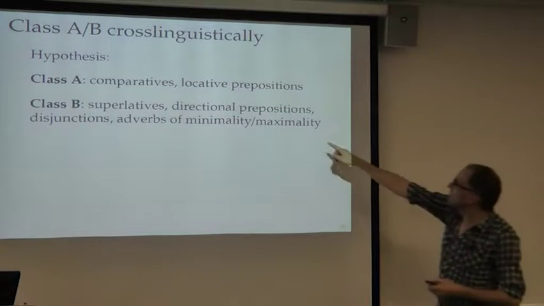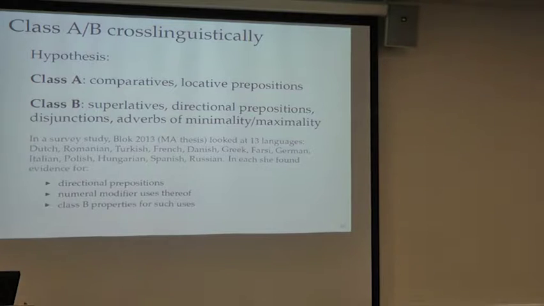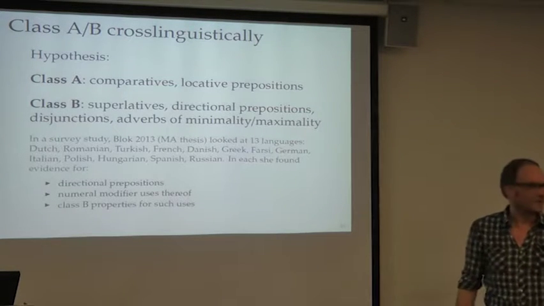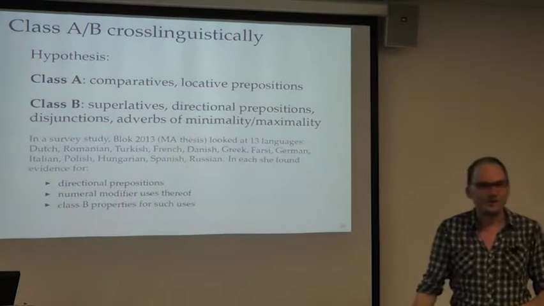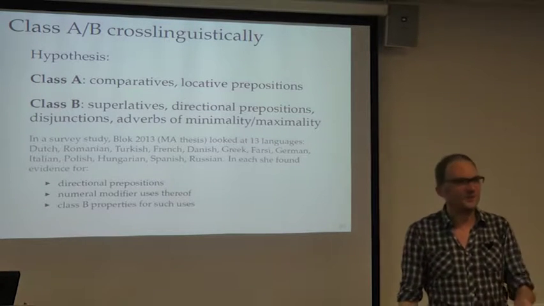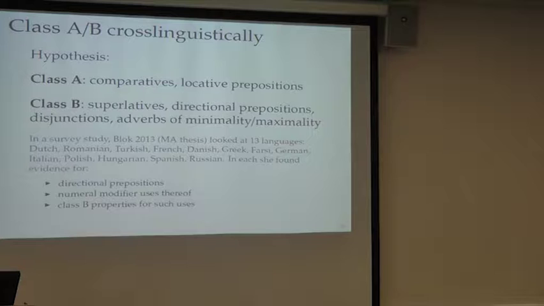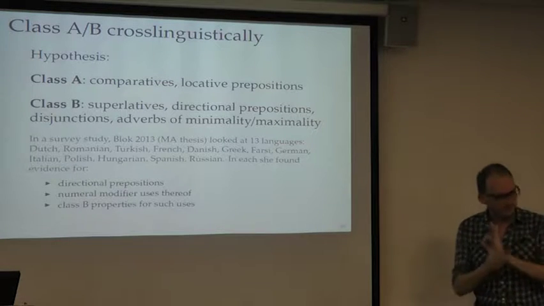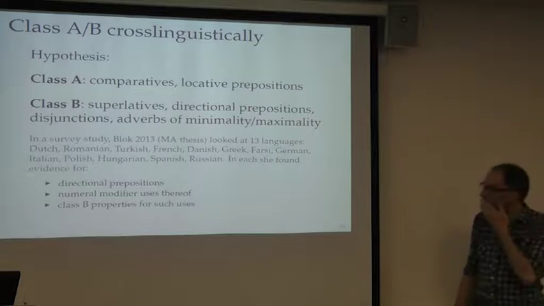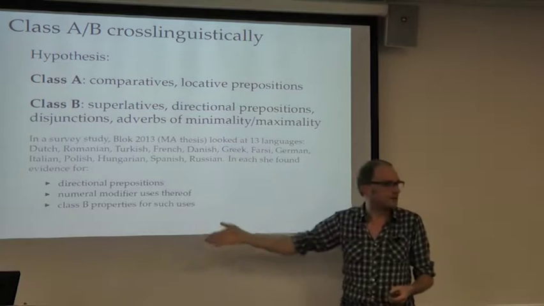What we did test was the directional prepositions. I had a student look at this, and she took a random sample of 13 languages. And it was very easy. You just ask people, how do you say drive up to the church or something like that? Okay, now take that preposition. Can you stick that in front of a number word? And if yes, try this sentence with a triangle. Do you find it acceptable? And compare it to something else. It was really seamless. Every interview went exactly the same way. People found it very easy to find these expressions, to show that they're directional, and to show that they have these range effects.